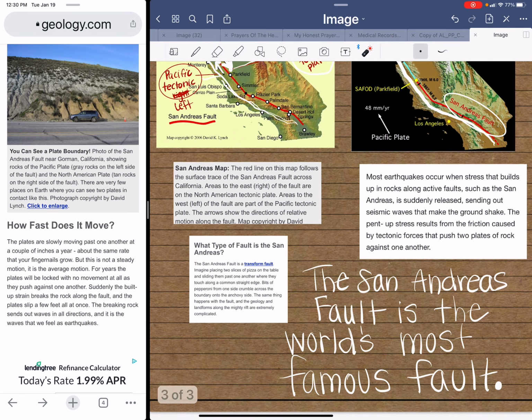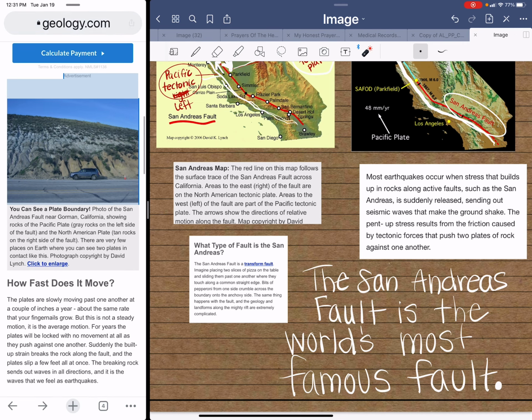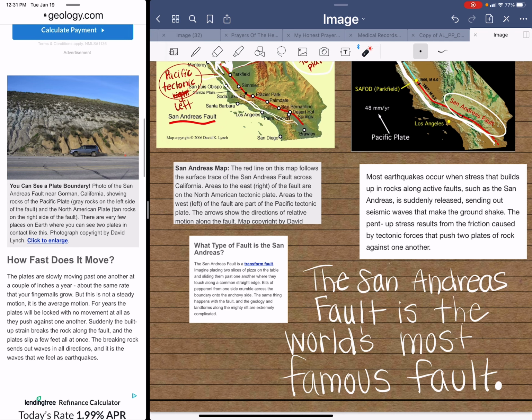All right, so if you look over here to the left-hand side, where it says geology, where you see the van or the SUV, you can see a plate boundary. The photo of the San Andreas Fault near Gorman, California, shows rocks of the Pacific plate, the gray rocks on the left-hand side of the fault, and then the North American plate, the tan rocks on the right side of the fault. There are very few places on Earth where you can see two plates in contact like this.